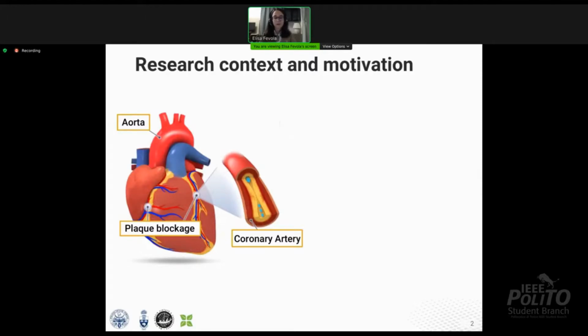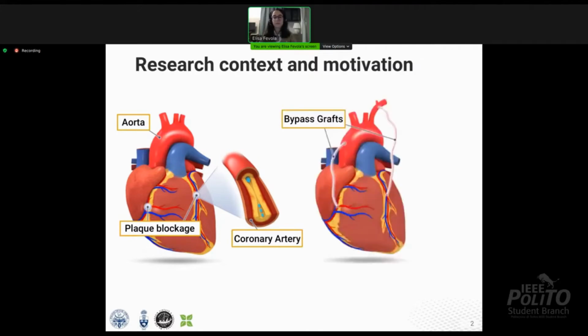Among cardiovascular disease, we concentrate on coronary artery disease, which affects those arteries in charge of bringing oxygenated blood to the heart. Here, there is a tendency of fat to deposit into those arteries so they can get occluded, and this may lead to a blockage and then heart failure. So when this happens, the most common surgical treatment is called bypass grafting, where some arteries or veins are taken from the patients and they're used to bypass the blockage so that the blood can still perfuse the heart.